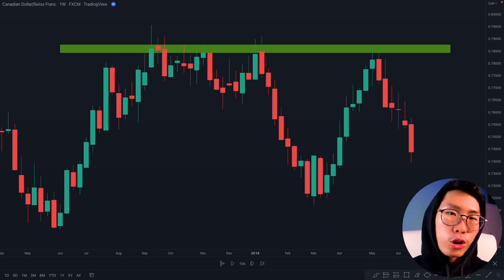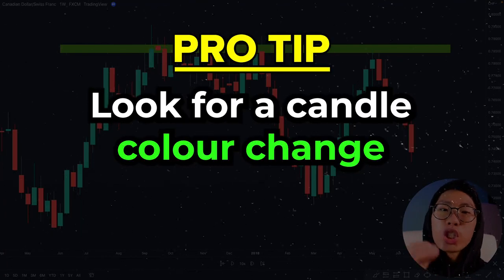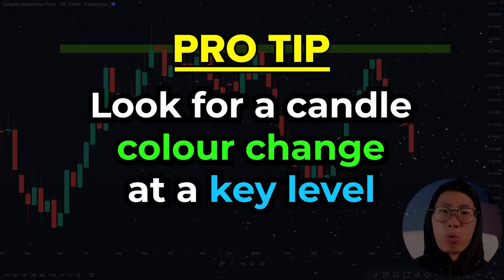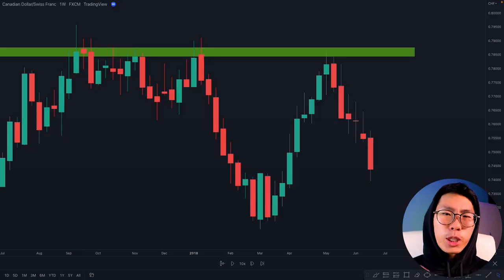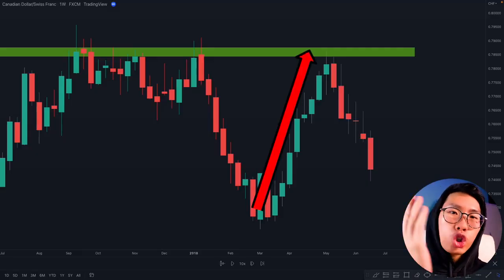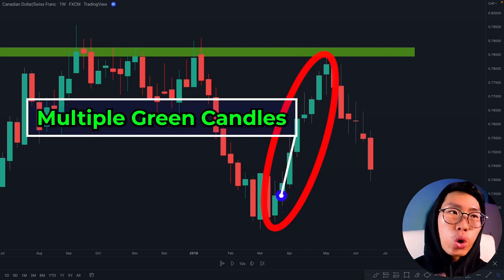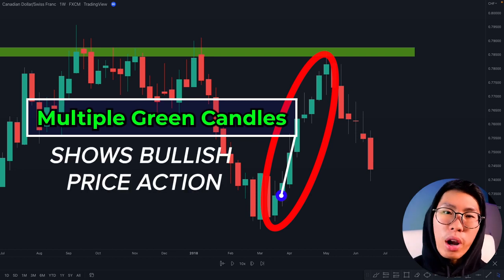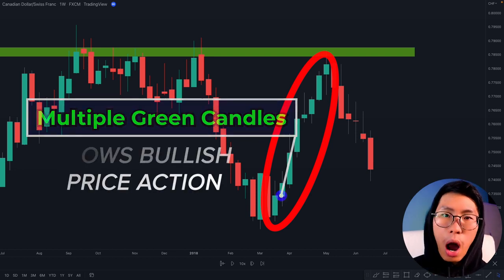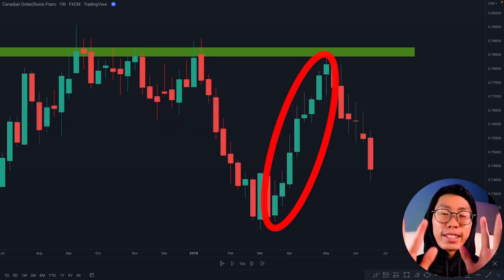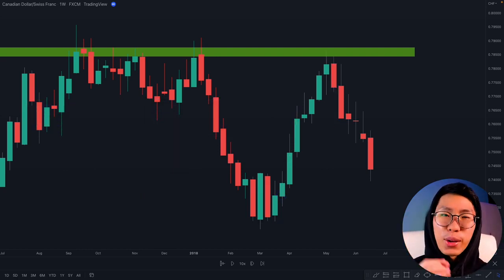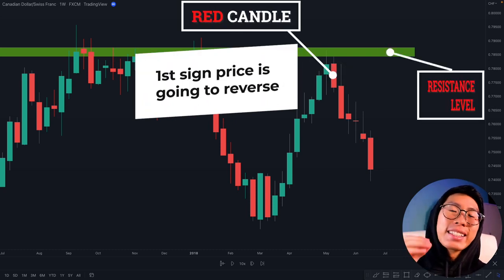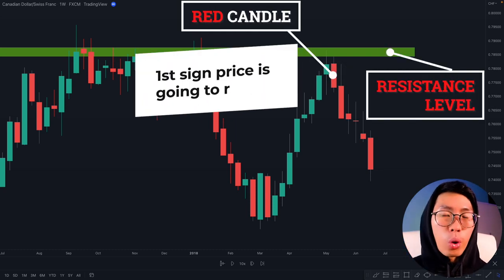Here's a pro tip for you. You want to look for a change in color of the candlesticks at a key support or resistance level. Here's what I mean. As price is going up, look at all these green candlesticks. This shows us that there is a lot of bullish momentum, a lot of bullish price action pushing the price up. There are literally 8 green candles in a row, and then finally price gave us a red bearish engulfing candlestick at this key resistance level, and look at what price did.